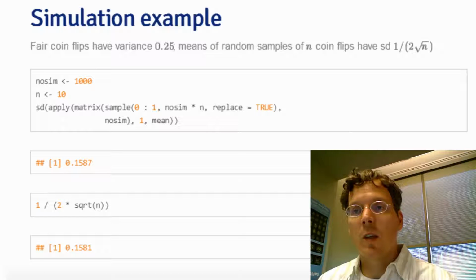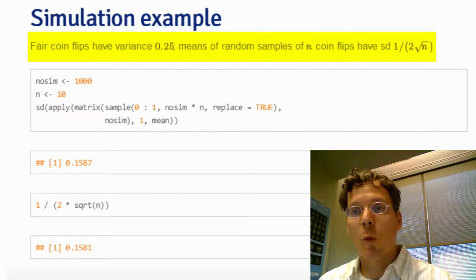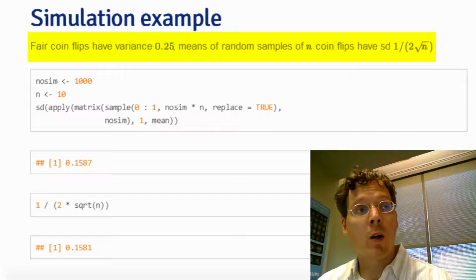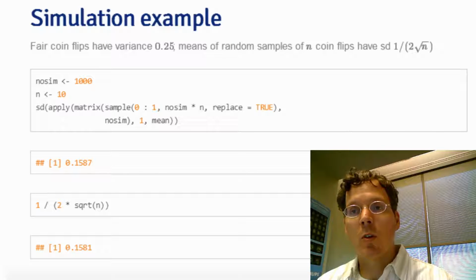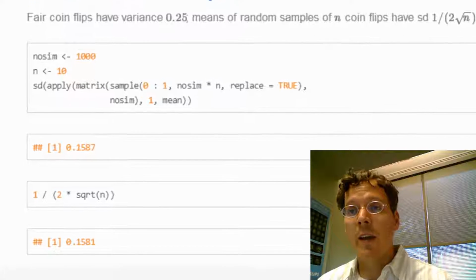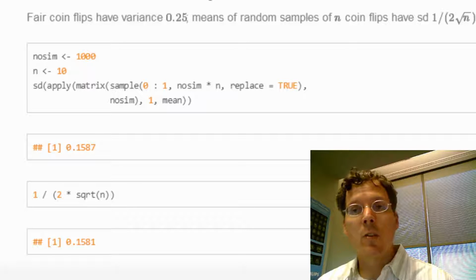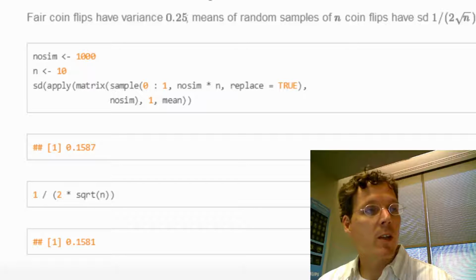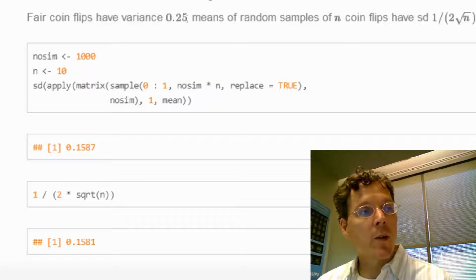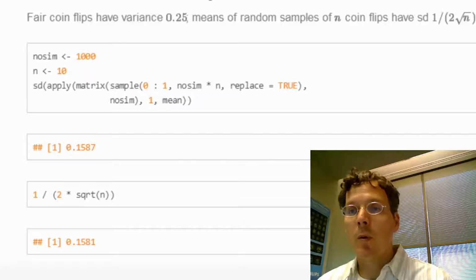Remember that coin flips for a biased coin have a variance p times 1 minus p. When p is a half, that gives you 0.25 as the variance. Means of random samples of n fair coin flips, according to our theory, should have standard deviation 1 over 2 square root n. So what I've done here is I've flipped a coin 10 times and taken the average of the 10 coin flips. Then I do that thousands of times, and I'm going to look at the variability in that distribution. I'm going to look at the standard deviation because I like standard deviations better than variances. And so I get 0.16 when I do that. The theory tells me it has to be about 0.16. When I do 1 over 2 times square root n, I get about 0.16.